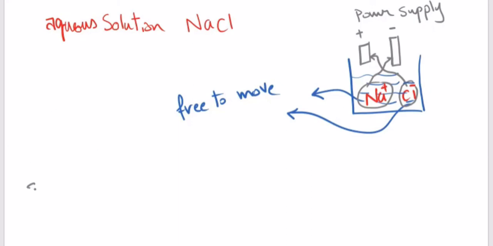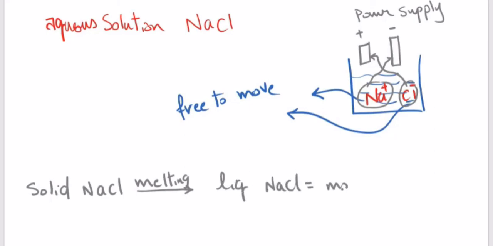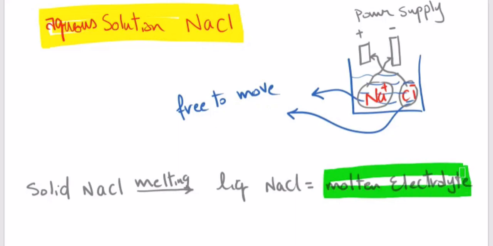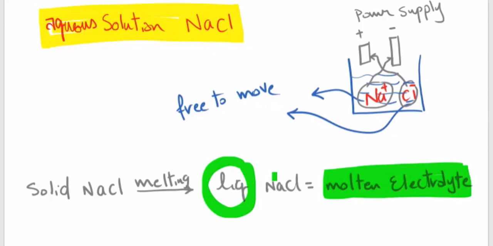Or we have solid NaCl. By melting, you will obtain liquid NaCl, which is known as molten electrolyte. So now you have two types of electrolytes: aqueous solution, where you dissolve your salt or substance in water to obtain a solution containing free moving ions able to conduct electricity, or molten, where the solid salt is melted to obtain a liquid. This liquid contains free moving ions, and therefore the second type of electrolyte is the molten one.